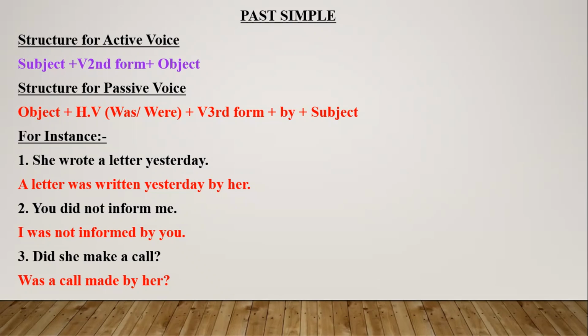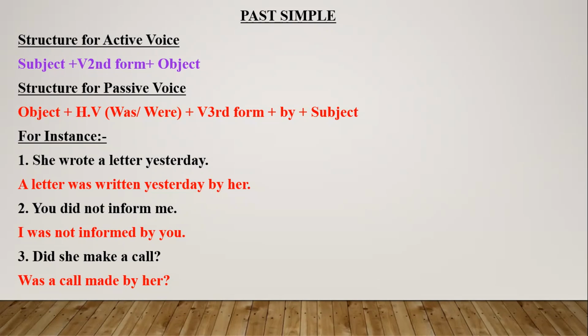Number three, did she make a call? It's a question. So we need an object, a call. A call is your object. So before the object, we have to place the helping verb, that is was. Was a call made by her? So remember just one thing: whenever you are going to make any simple tense passive voice, just use the helping verb of continuous tense, that is was.